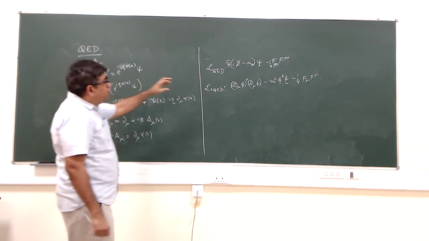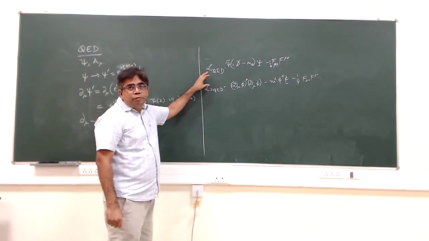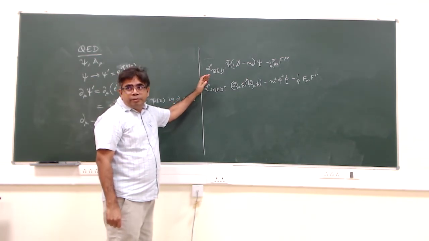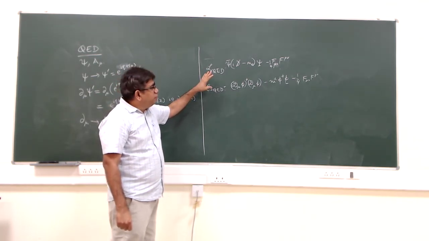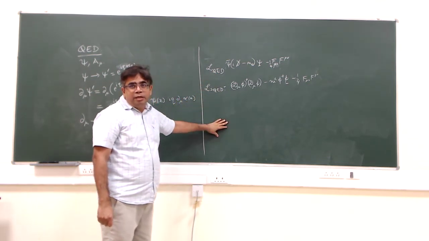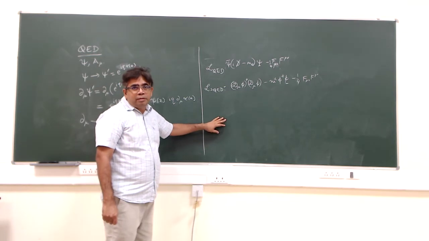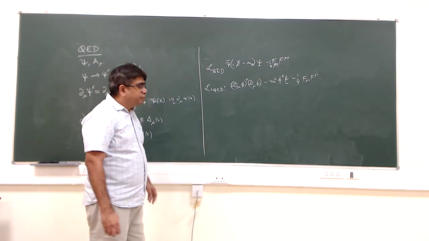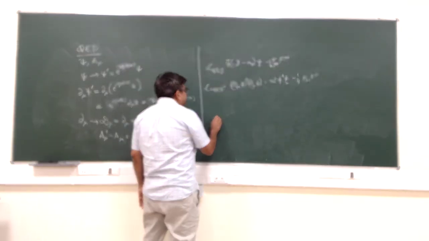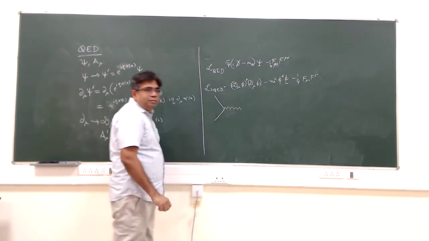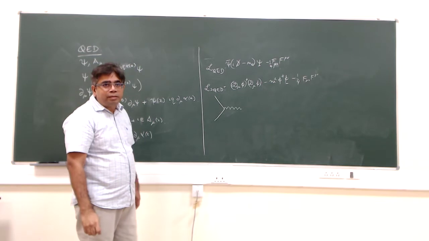Now we want to combine these two in a supersymmetric theory. Before doing that, let's just see what set of Feynman rules we have. So what do we have? Electrodynamics has only one Feynman rule. That's it, one interaction term.